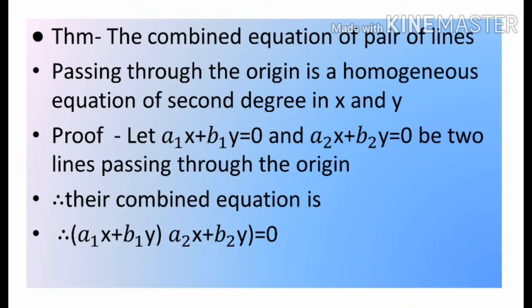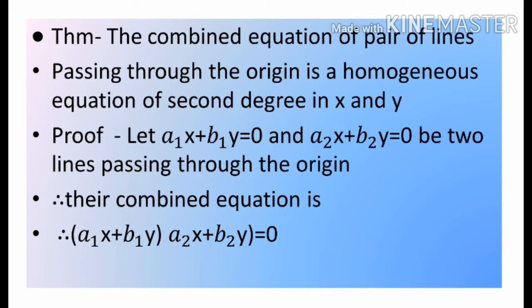The second theorem in the topic: the statement is, the combined equation of a pair of lines passing through the origin is a homogeneous equation of second degree in x and y. Here we have to prove that if two lines passing through the origin are given, then their combined or joint equation is a homogeneous equation of second degree in x and y. Now, proof.